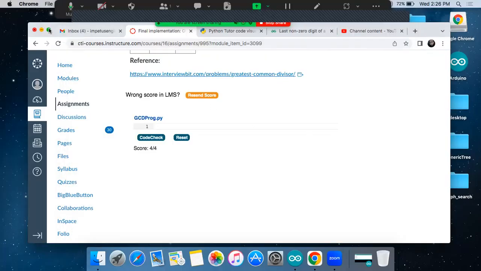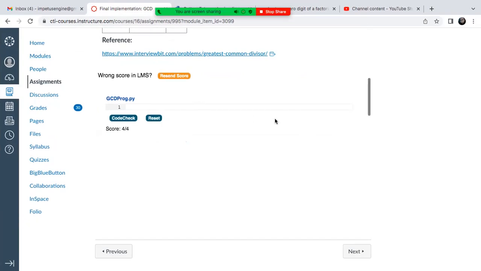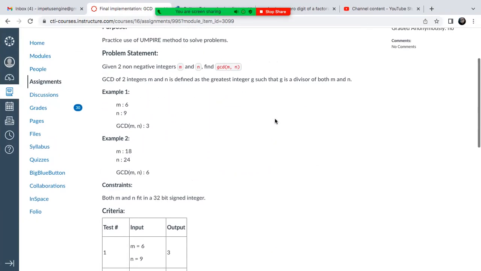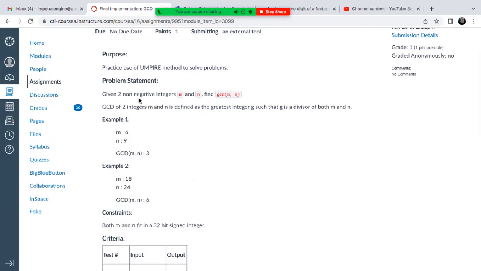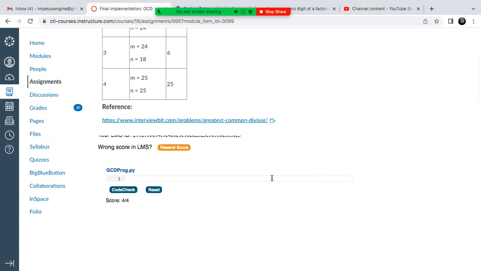Okay, hi and welcome. Today we're going to go over this problem: given two non-negative integers m and n, find GCD(m, n). We're going to practice the UMPIRE method to solve this problem. The first step is to understand what we're doing.